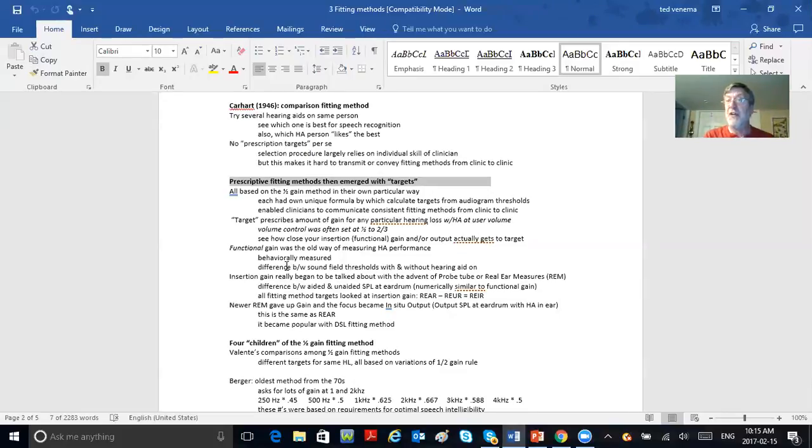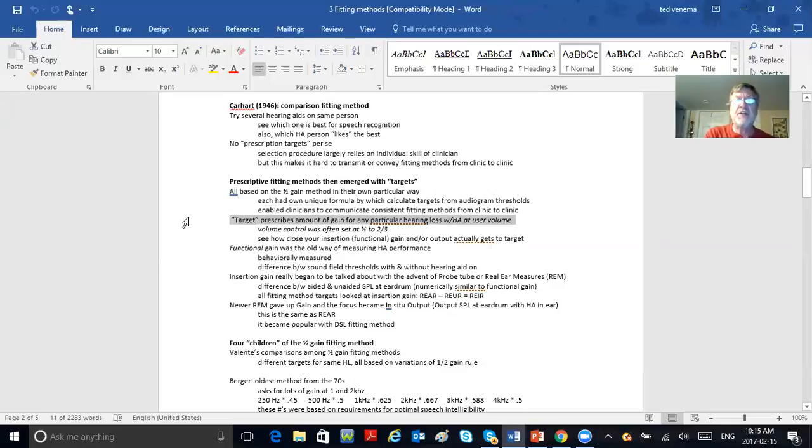Divide the thresholds in half. All of them were based on the half gain method in their own particular way. Each had their own unique formula by which they calculated targets from the audiometric thresholds. This enabled clinicians to communicate consistently from clinic to clinic.